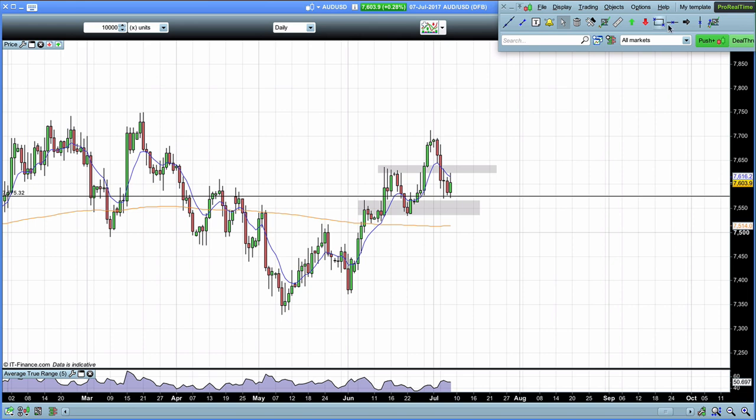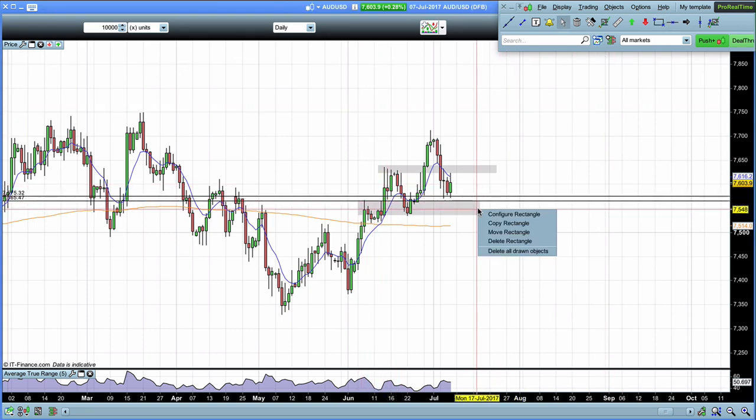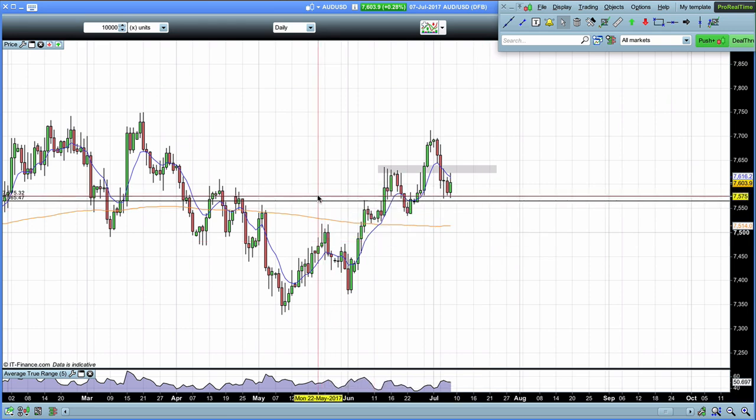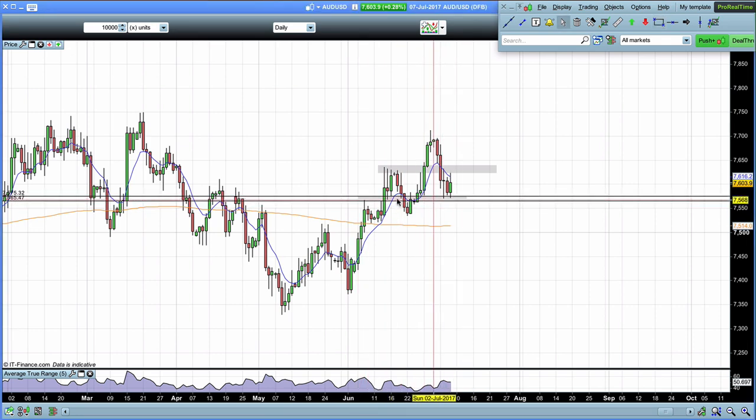Let's just mark in these key levels. So really we have one right here. Let me delete this rectangle. Around about 7,575 to 7,560. This is an area of support. We've already tested it a couple of times.